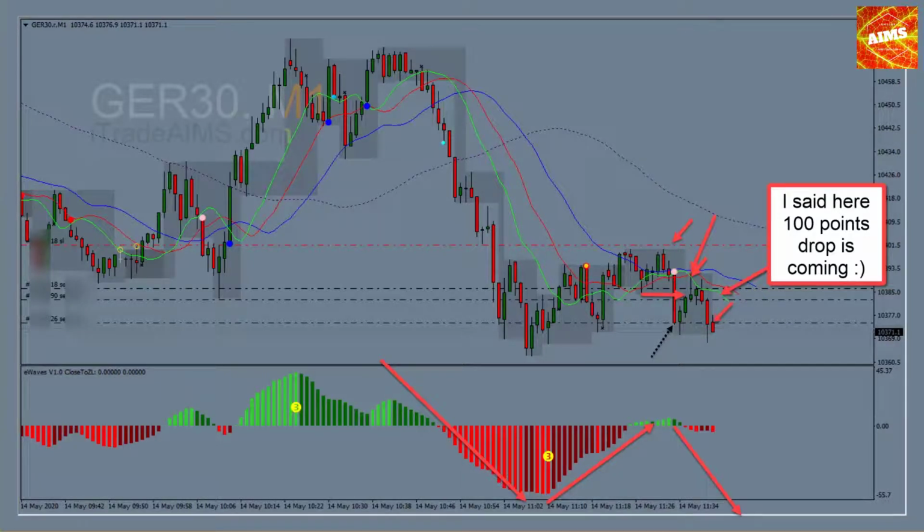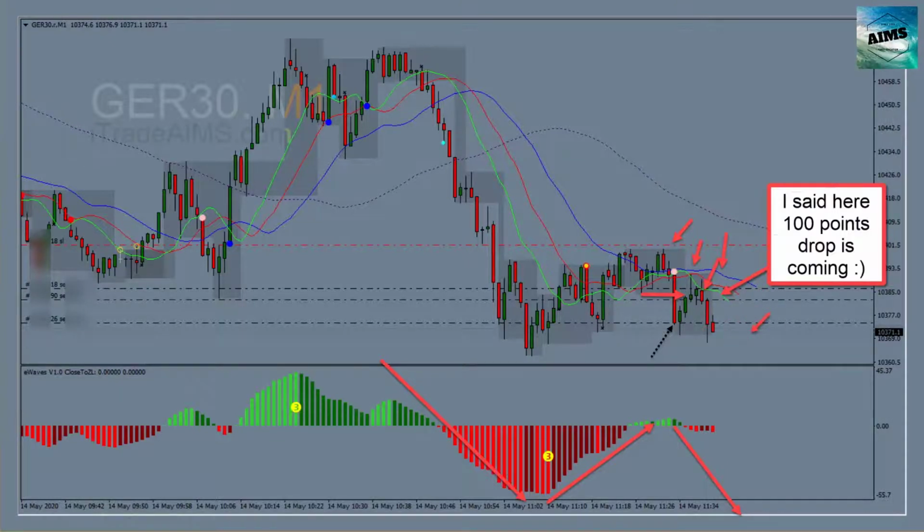That's it. I'm more interested now. 3 minutes later, you have a box high. I could have brought my stop loss to this level if I wanted. Why not? But by that time I knew it's going to happen. And I even said jokingly that a 100 points drop is coming.